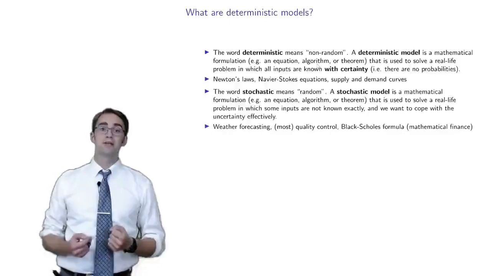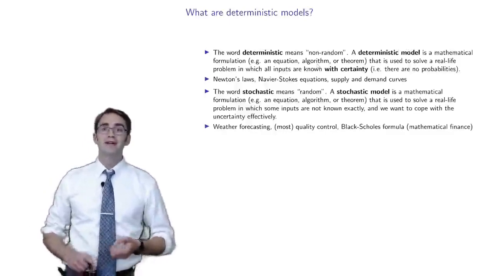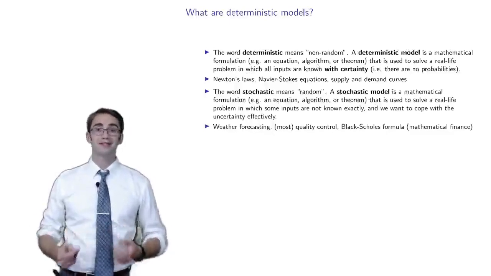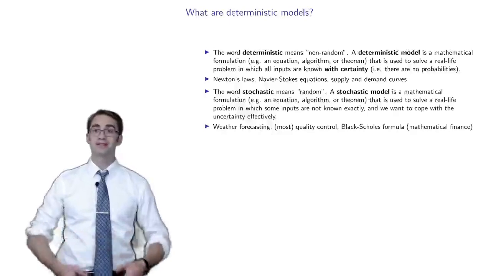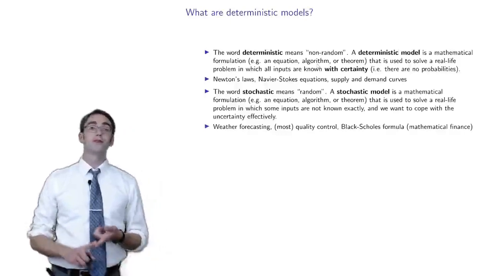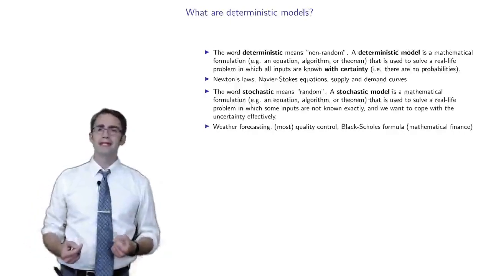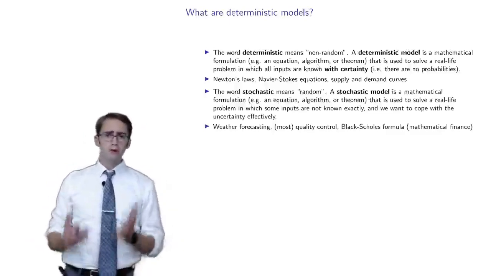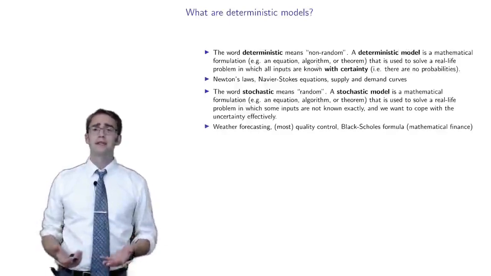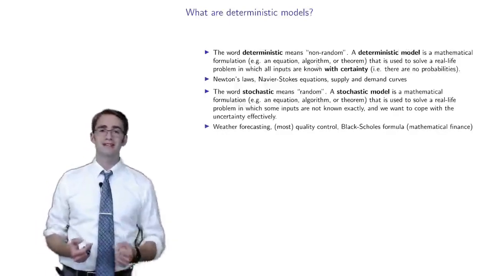A stochastic model is a mathematical formulation, like an equation, algorithm, or theorem, that you use to solve a real-life problem in which the outputs are not known exactly. There's some randomness involved. Anything with random variables is stochastic. Weather forecasting would be an example of that. You say there's a 90% probability of rain tomorrow. Most quality control models are stochastic because you have to deal with the random chance of a component breaking or of a machine failing, something like that.